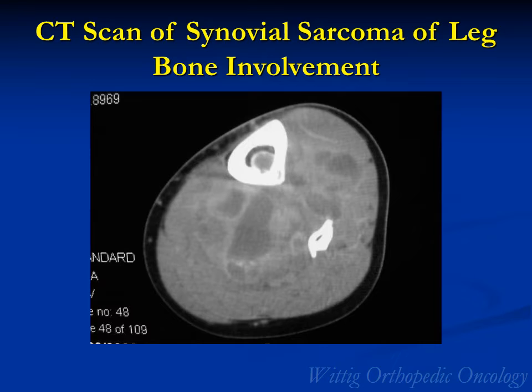This is a CAT scan of a synovial sarcoma of the leg, and you can see here the large mass, many cystic changes within it, and involvement of the underlying bone. You can't really detect much mineralization here on the CAT scan.